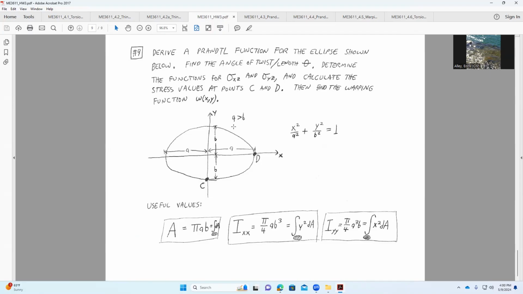So just work through that one, just like we did for the circle. It'll go like the circle, one equation, and you just find the constants, C1 and such.